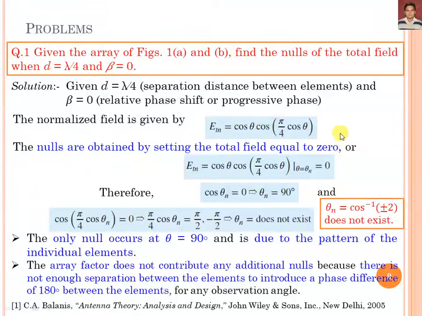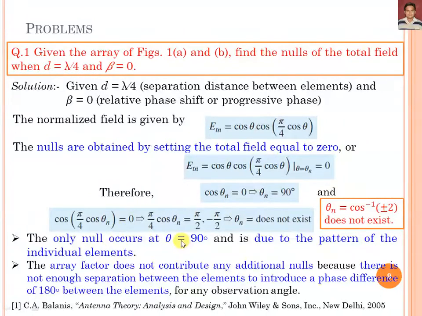To find the nulls, we equate Etn equal to 0. Then we put Etn equal to cos theta cos (pi by 4 cos theta) at theta equal to theta n, normalized value equal to 0. So we get two expressions. First is cos theta n equal to 0, so theta n is equal to 90 degrees. So here you get one value where the null occurs. Similarly, the other function is cos (pi by 4 cos theta) at theta equal to theta n. Then theta n does not exist, because theta n is equal to cos inverse of plus minus 2, which does not exist.